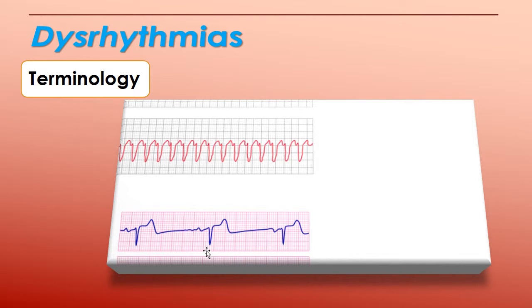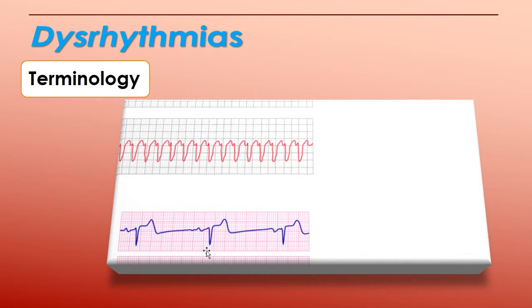Bradydysrhythmias can be serious when coronary perfusion pressures decrease. If the heart rate is too slow to provide adequate cardiac output and blood pressure, this is a problem. Patients may need a higher blood pressure to keep perfusion up at this slow of a rate, because the slow rate may affect the blood pressure.